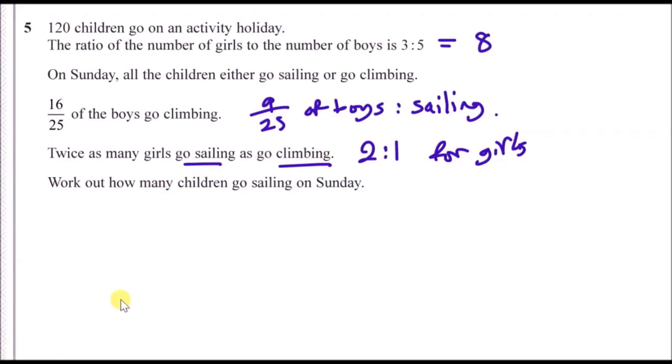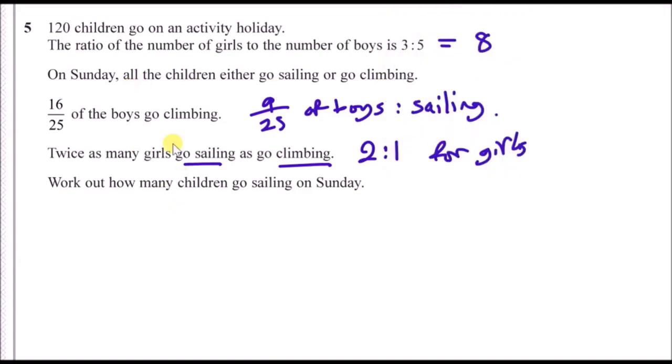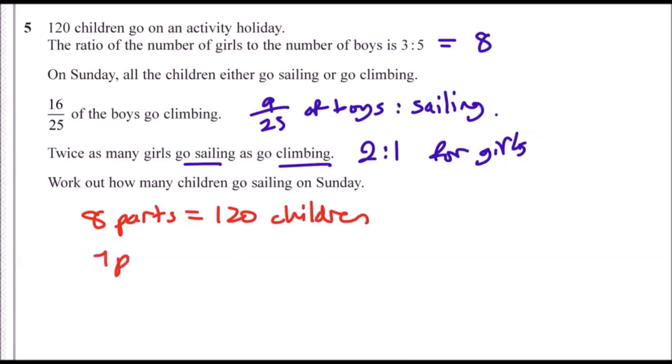Okay guys, so there's quite a bit of info here. So what we should do is try and collect and break up the info here. Now, if we go back to the beginning, it says that there were 120 children that go on activity holiday. We know out of this 120, there's a total of 8 parts that represent boys and girls. So straight off the bat, we can say that 8 parts must represent 120 children, right? This means that for a single part, so 1/8 of it, if we divide 120 by 8, we should get 15 children. So 15 children represents a single part.